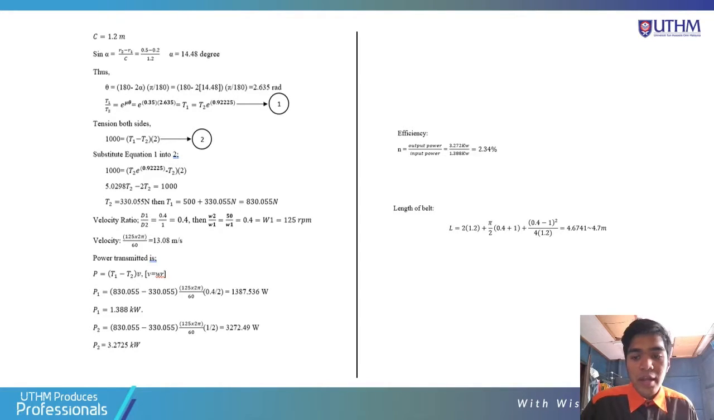So another question that we have is the length of belt. From the information that we have calculated, we input it into the formula for length of belt, and we get the answer for the length of belt for this calculation.